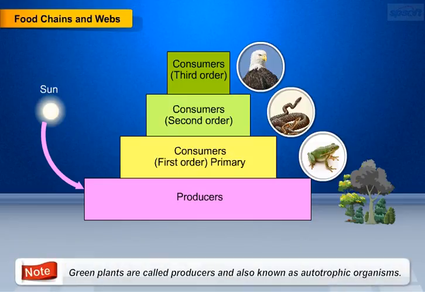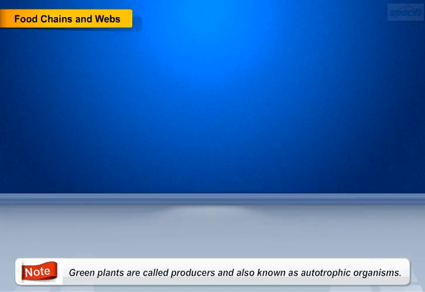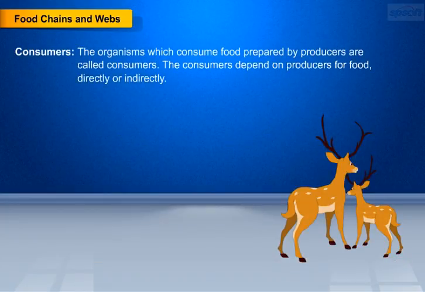Here note that green plants are called producers, and are also known as autotrophic organisms, self-feeder organisms. Producers are shown always at the bottom of the food chain. Now we will know about consumers. The organisms which consume food prepared by producers are called consumers. The consumers depend on producers for food, directly or indirectly.